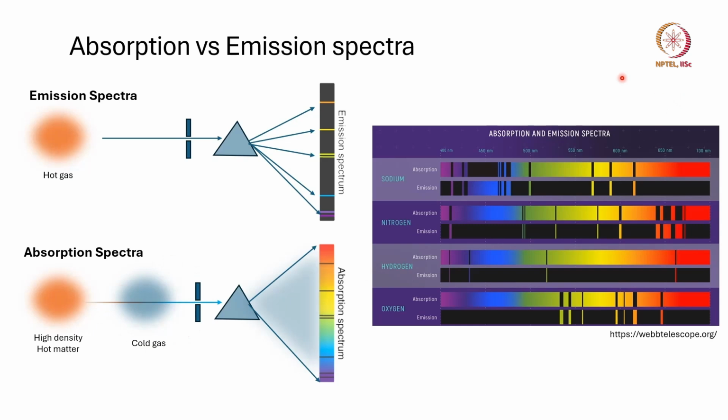The different emission and absorption spectra for different elements have been shown on the right side, where we can see that in the absorption spectra, dark lines or bands are present on a continuous spectrum, whereas in emission spectra, bright lines or bands are present on a dark background. We can clearly see here that for all the cases, the absorption and emission spectrum complement each other. That means the summation of absorption and emission spectrum should give us a continuous spectrum.